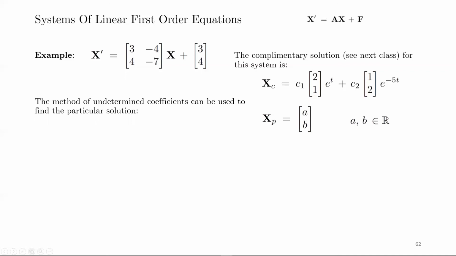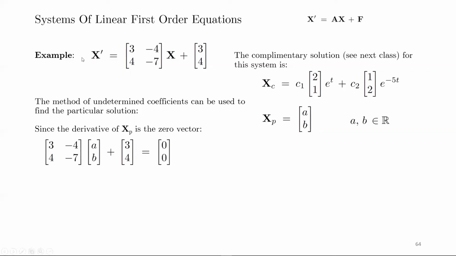Okay, so if I use my particular solution XP in my ODE, we're going to have this coefficient matrix A times XP plus the non-homogeneous terms equals the derivative of XP. But the derivative of XP is going to be the zero vector because A and B are constants. If I take the derivative of A and the derivative of B, both are going to be 0. So XP prime is going to be the zero vector. Okay, so I can write this out like so.